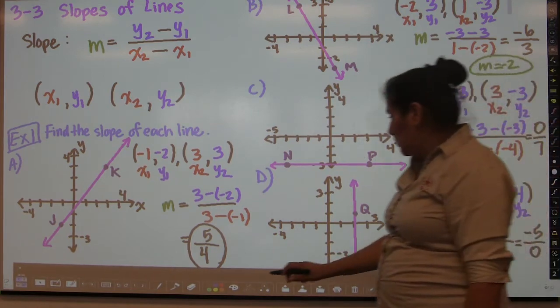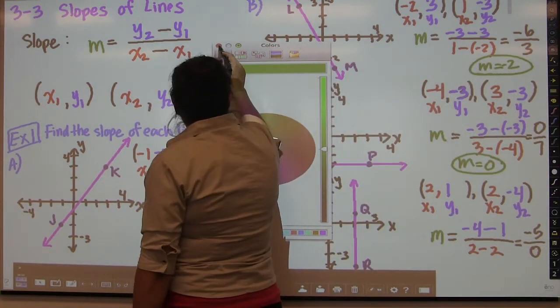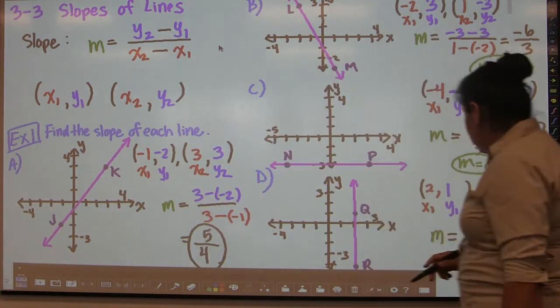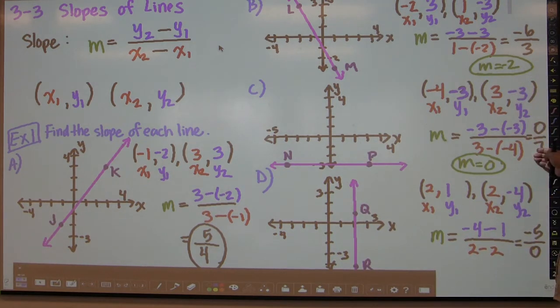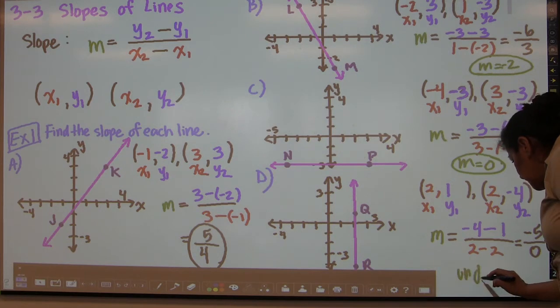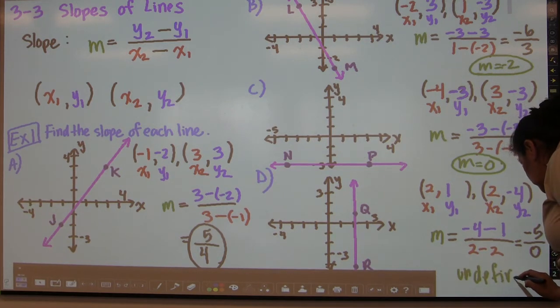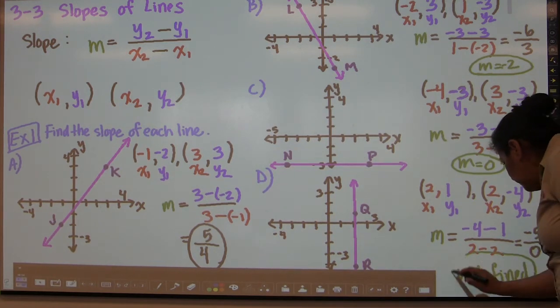Now, this is very important. A lot of times, students think that -5 divided by 0 is 0. We already had that situation in the previous, in part C. This is undefined. This is very important. The slope is undefined, okay?